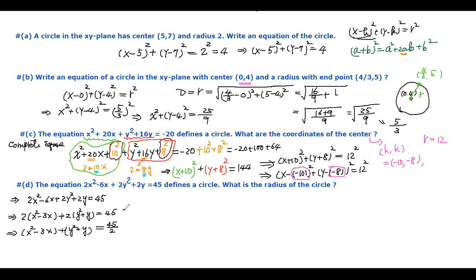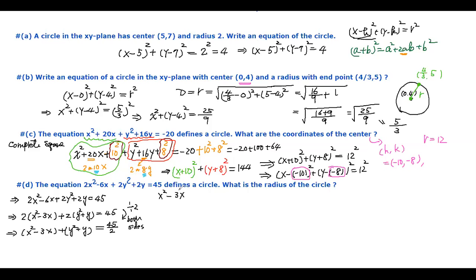Right? So from here to here is divided by 2 on both sides, right? Okay. Now I'm going to complete the squares here. Let me rewrite here, we have a better space. So x squared minus 3x. Okay, so let's see how I complete the square.